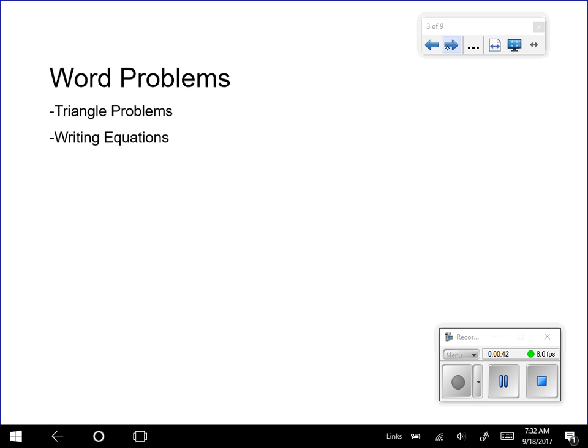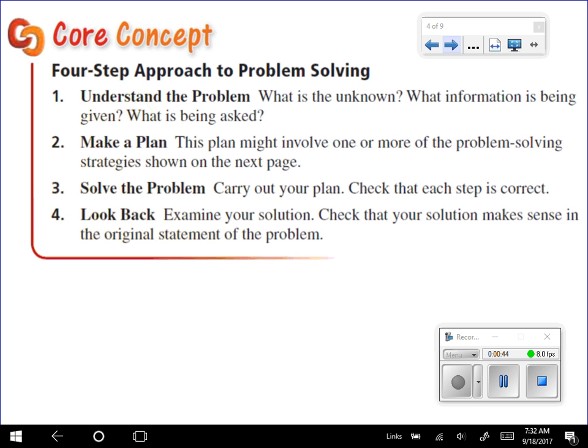So let's get started. The first slide I have here is just a four-step approach to problem solving. There's lots of different ways you could talk about an approach to problem solving, but these are probably a good way to start. So, understanding the problem. What don't you know? That's a big piece. What is the unknown? Because if you know what that is, we're probably going to call that a variable, or x. What information is given and what's being asked. So these are all important information.